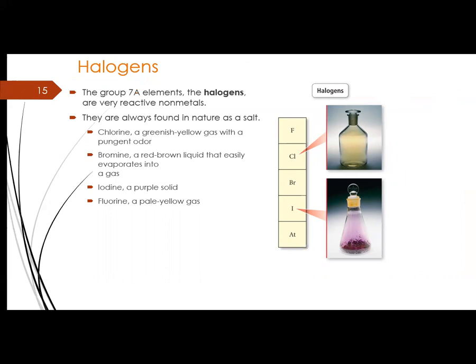Now, halogens are so reactive because they are involved in a lot of different chemistry as they try to become like the noble gases. And so we're going to talk about that when we get into bonding. Now, these halogens are things like chlorine or iodine, which you might have heard. It also includes fluorine and bromine as well.